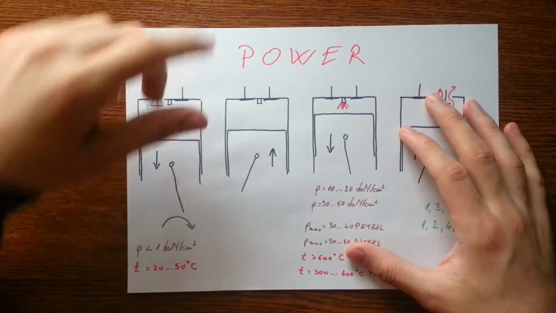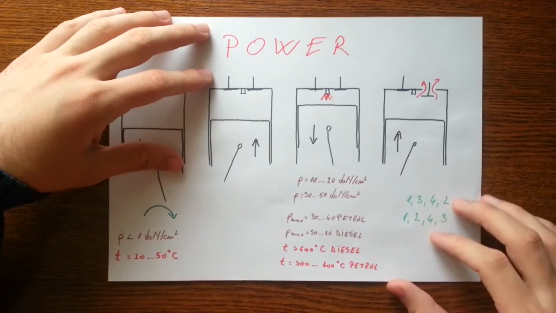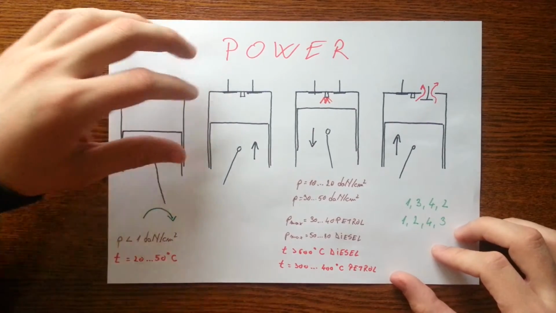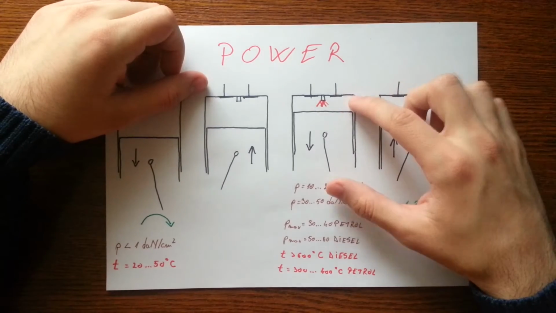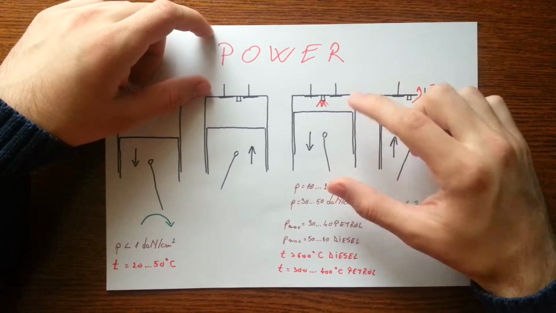Now the camshaft is designed to open and shut the valves in the required sequence. The spark occurs just before the piston reaches top dead center on the compression stroke.